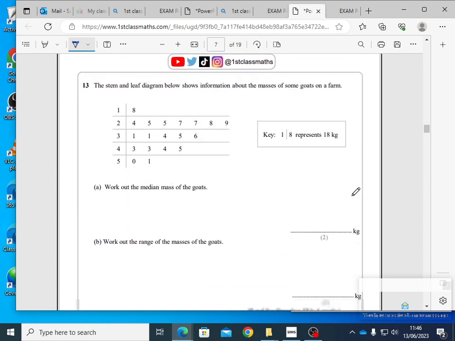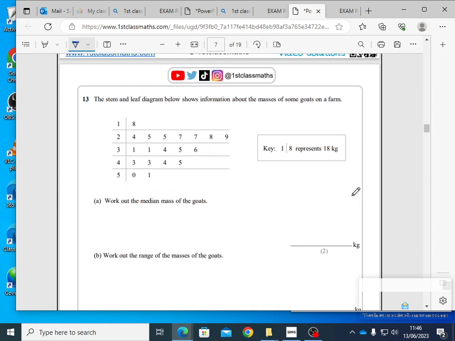Okay, stem and leaf. So it's give you the stem and leaf, it's told you that. Now already that looks not organized. Yes, it is organized, that's okay. So work out the median mass of goats. So first of all, how many goats are there? 1, 2, 3, 4, 5, 6, 7, 8, 9, 10, 11, 12, 13, 14, 15, 16, 17, 18, 19.